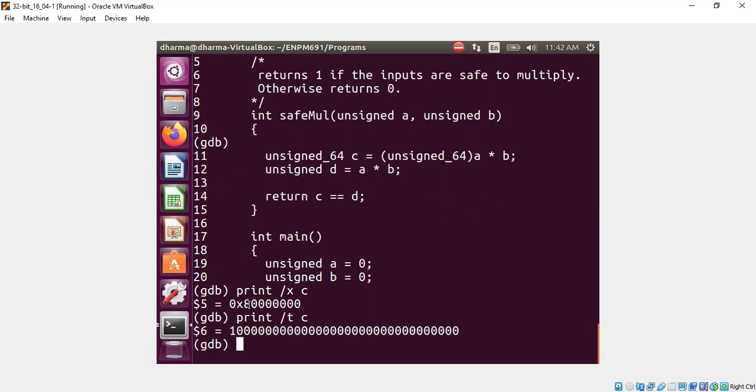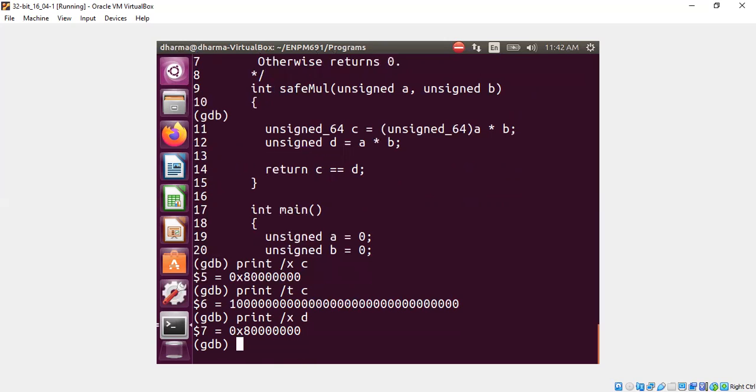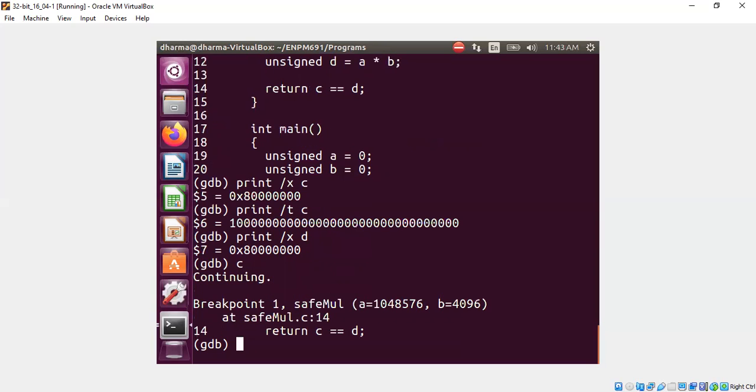And what about D? D should also be 2 power 31. Yeah, there's no difference between C and D. Therefore, the assertion will be successful when we return. Let's continue the program execution for the next input. And now we should check the new A and B.